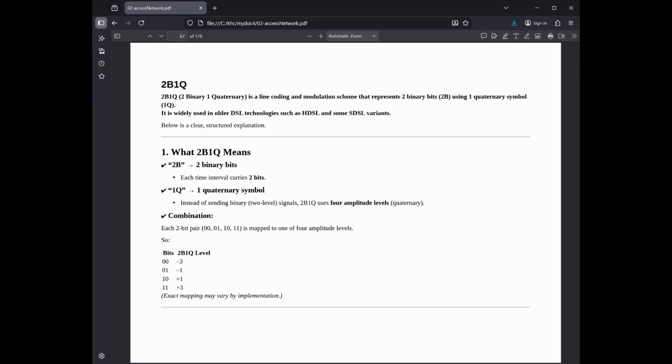Note, by using gray coding, adjacent voltage levels only differ by a single bit. If noise causes the receiver to misread a +3 as a +1, only 1 bit is wrong instead of 2.